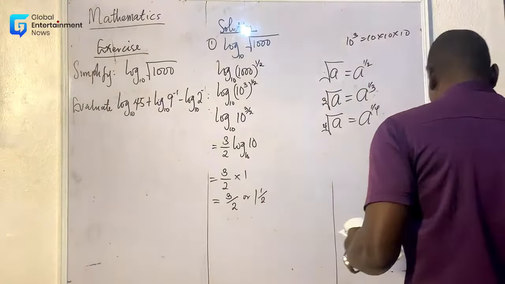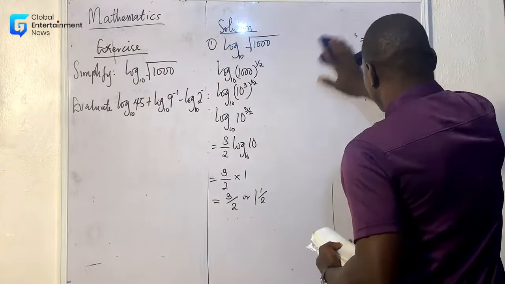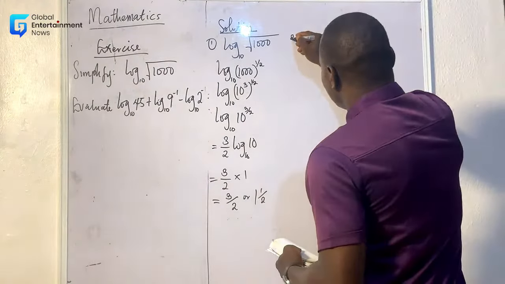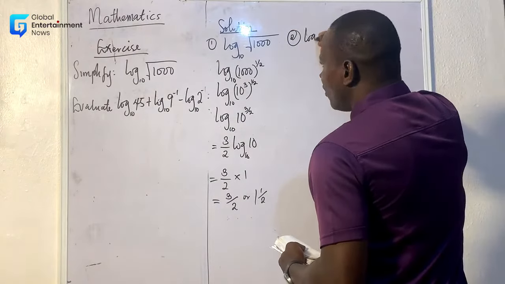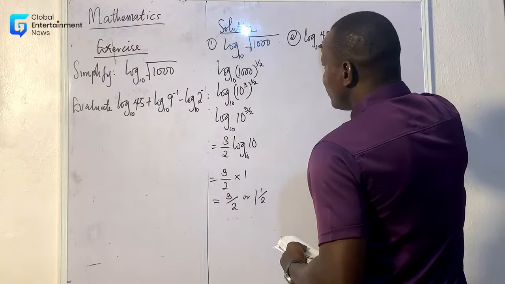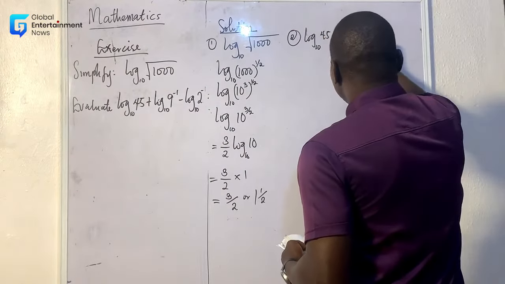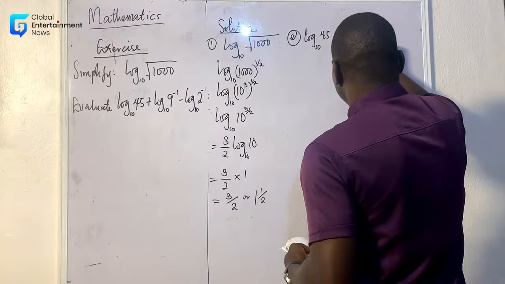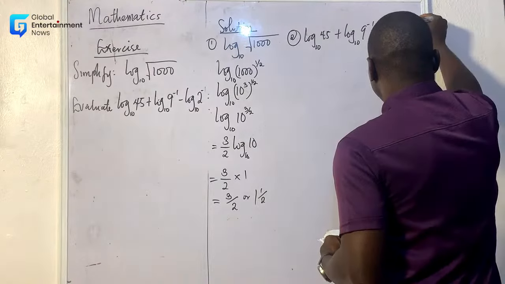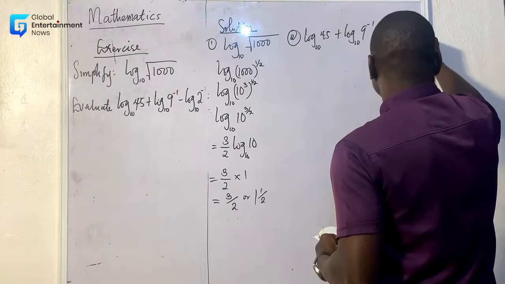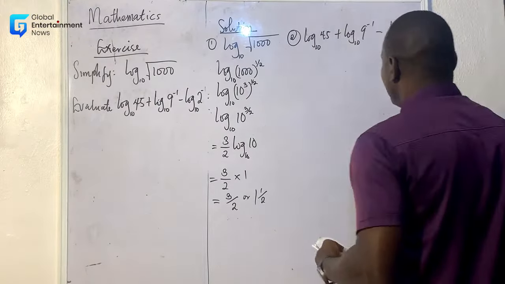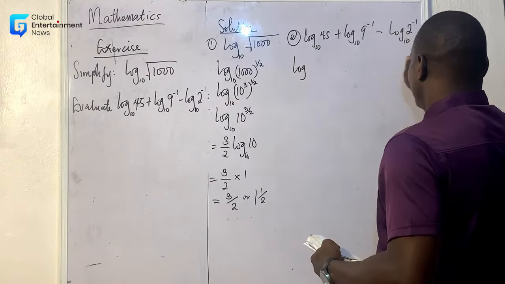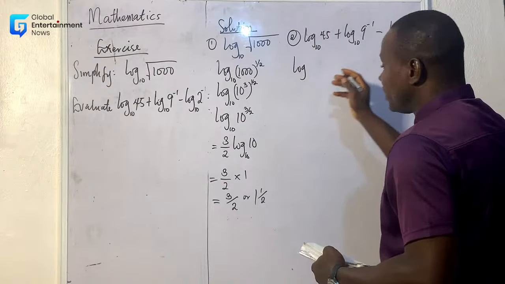And the second question, let me quickly solve it. The second question is number 2. We have log 45 base 10 plus log 9 raised to power minus 1 base 10 minus log 2 raised to power minus 1, and that is base 10. What do we need to do? We need to convert it. Everything is to base 10.